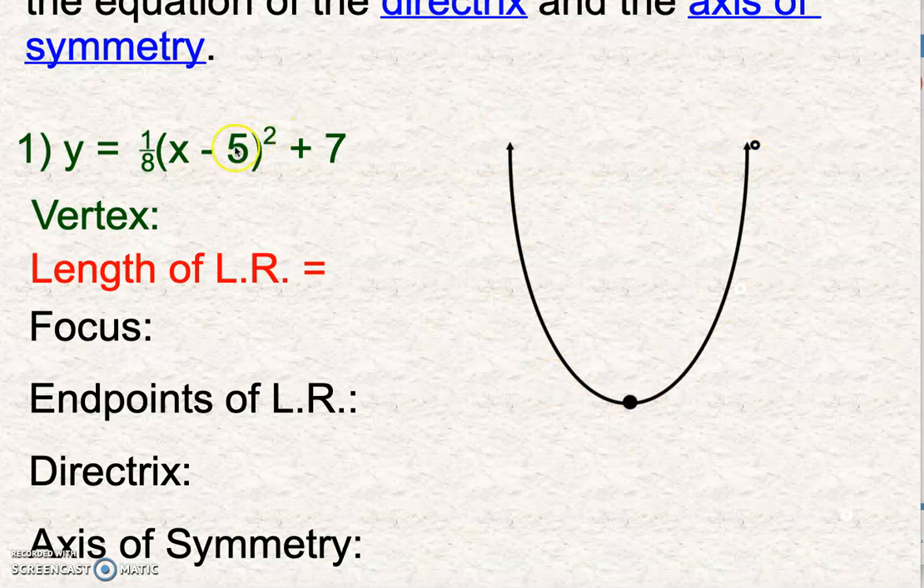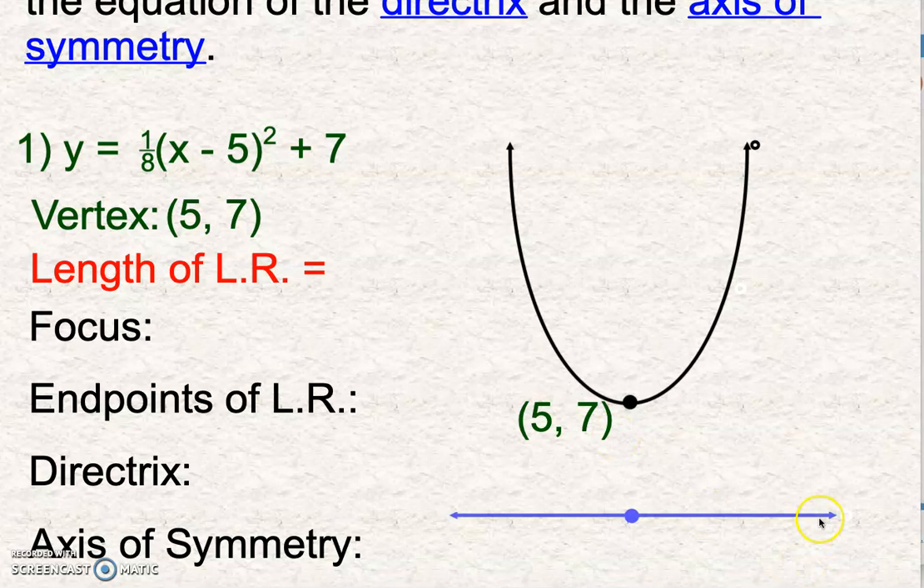I'm going to identify the vertex first. That's an easy one. We know the vertex is 5, 7. So right there, that vertex is 5, 7. And then I'm going to sketch the directrix down here and the focus. Now remember, the focus is always inside the parabola. So the focus in this case is going to go right through there. And I know that the length of the latus rectum is 8. Remember, this number is 1 over the latus rectum length. So it's the reciprocal of that number, so it's 8.